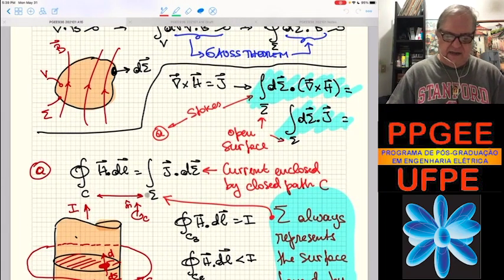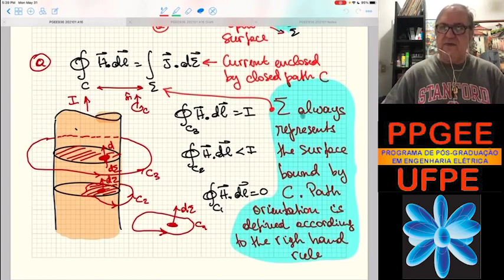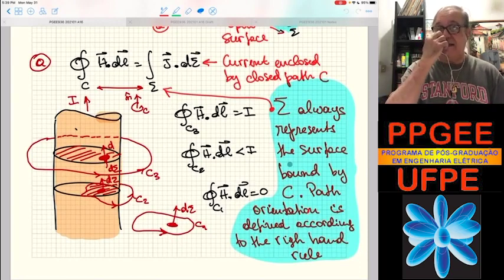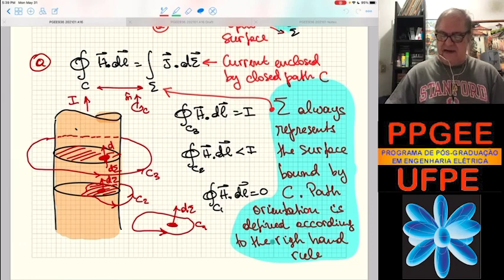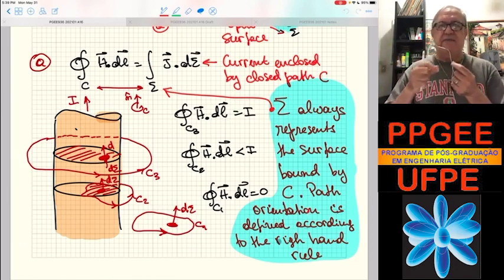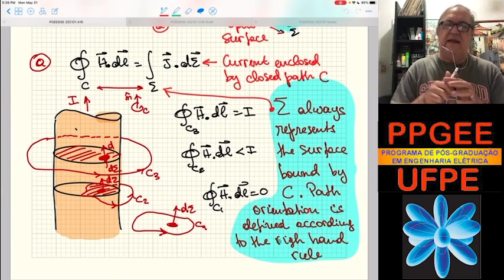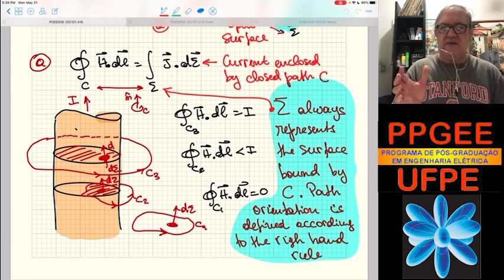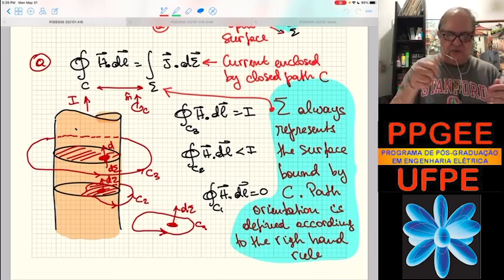Okay, so the area is always the area that's bound by that path C. So it's very important to observe this remark, because sometimes people make mistakes because they forget this important information. The area always represents the surface bound by C. The path orientation is always defined according to the right-hand rule, so that you imagine a traveler going through the path. He has to go on a trajectory that has the area always on the left. So you have the right-hand rule to do that.